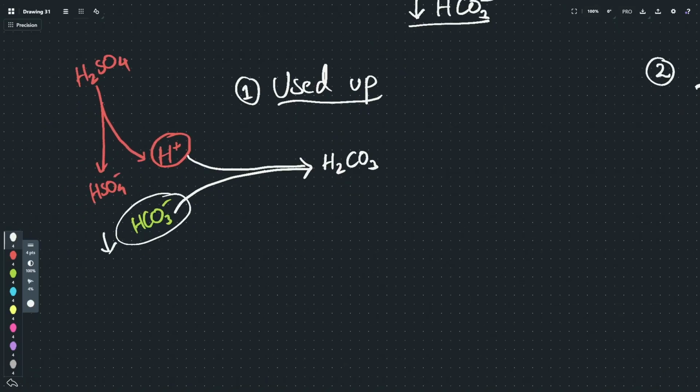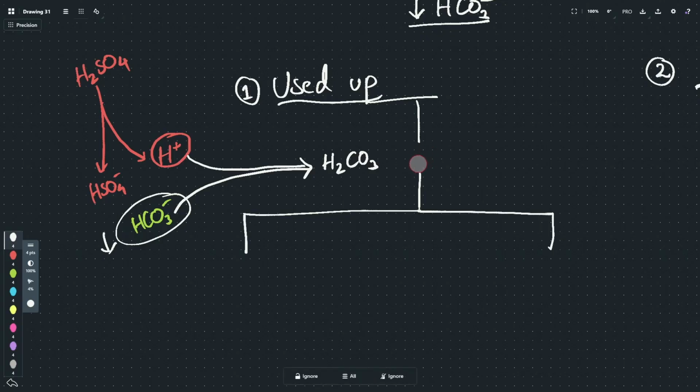Of course, if more and more acid is coming, more and more bicarbonate will be used up, more and more bicarbonate ion will be consumed. So how can bicarbonate be used up? So it's very logical that there is increased, okay, let's write it here. So there is increased acid in blood.